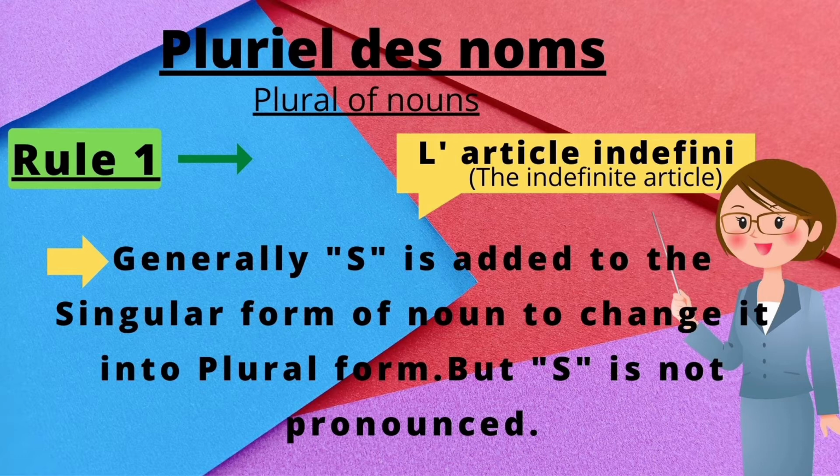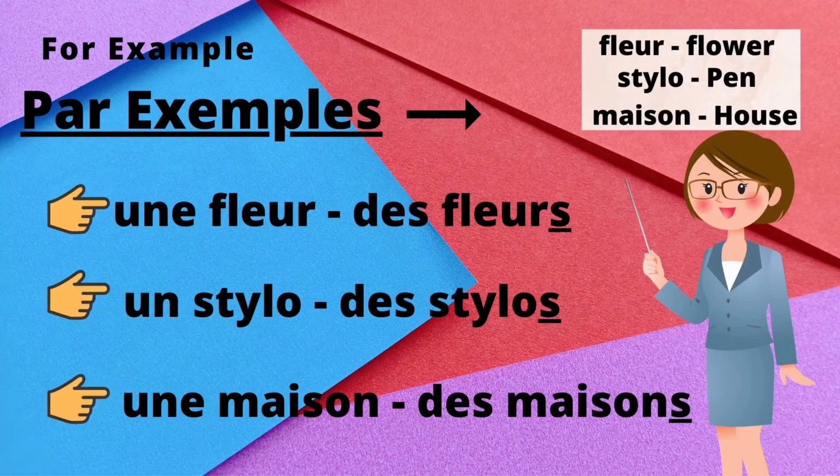Generally, S is added to the singular form of a noun to change it to plural form, but S is not pronounced. For example, une fleur, des fleurs, un stylo, des stylos, une maison, des maisons. The plural of nouns is formed by adding S, but S is not pronounced.